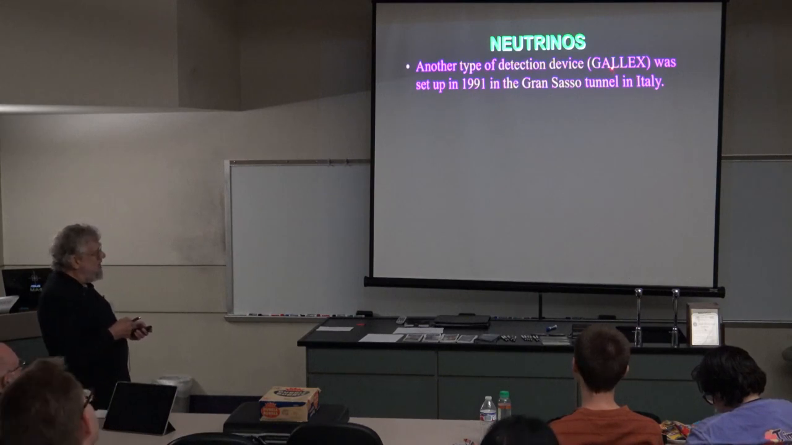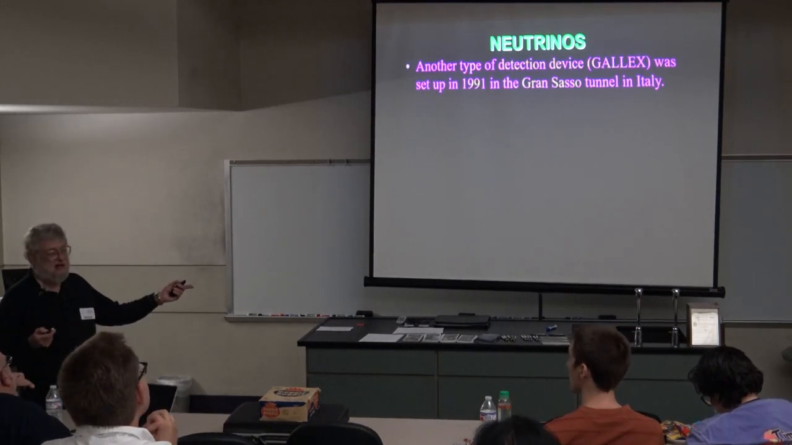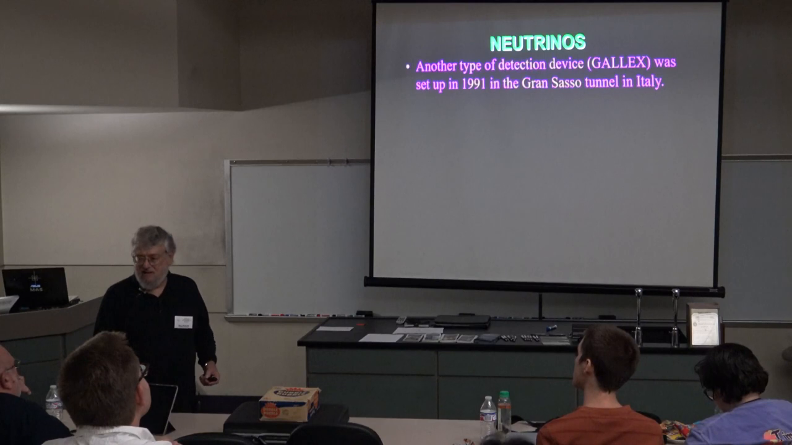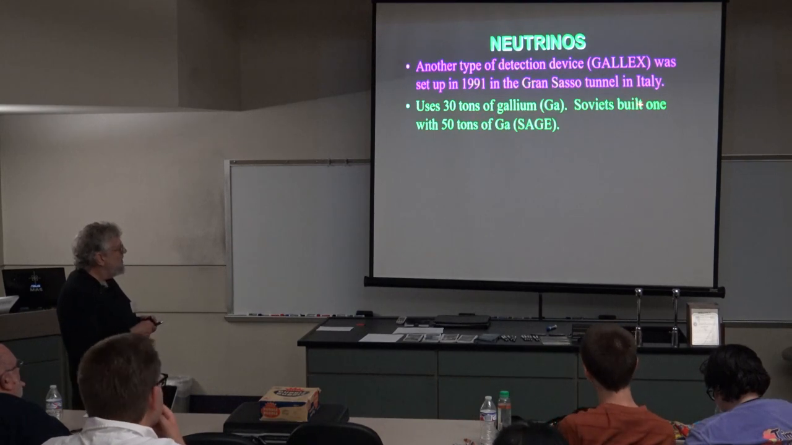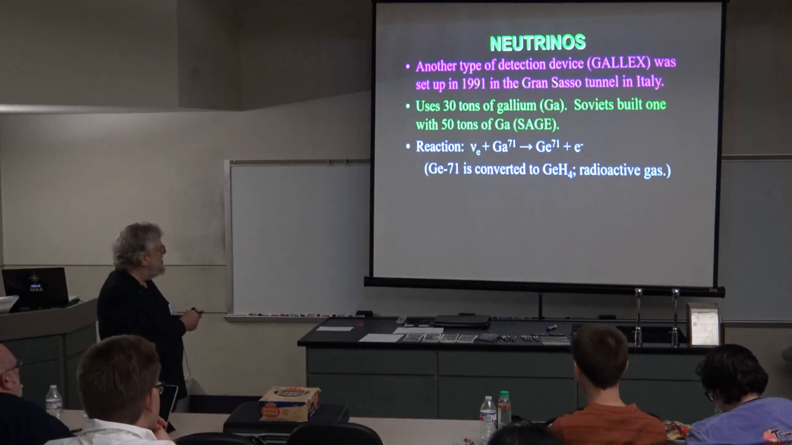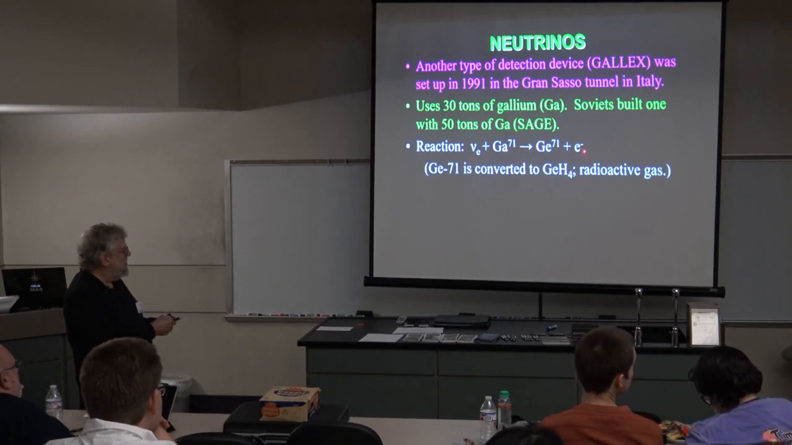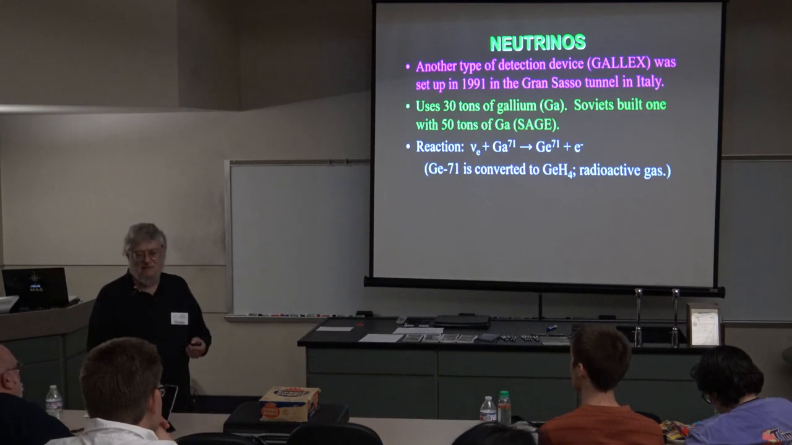Okay, a gallium experiment set up in 91. This is a while later. Remember, that first one was set up in 65. Now in 91, it's time to try something else because that cast a lot of doubt on Bahcall's equations. 30 tons of gallium. And the Soviets built one, 50 tons of gallium. The reaction is an electron neutrino hits a gallium atom, turns it into germanium and an electron. And the germanium is, although it's a metal, in a salt form, chloride, but it's converted to the hydride, which is another radioactive gas, which can be sucked out and detected.